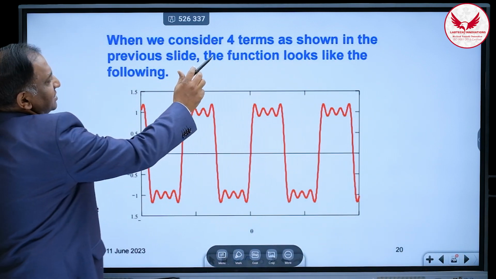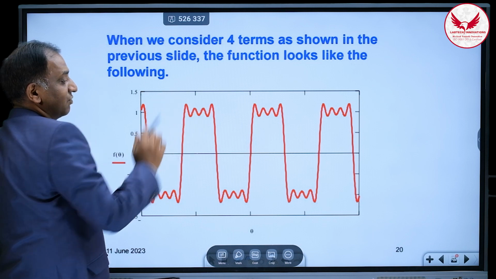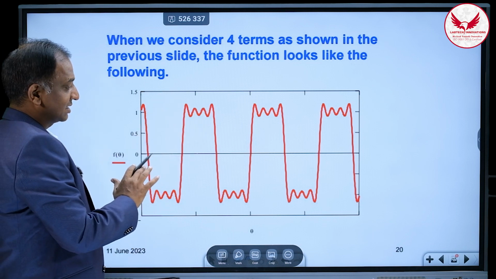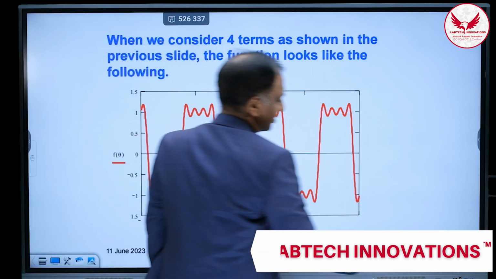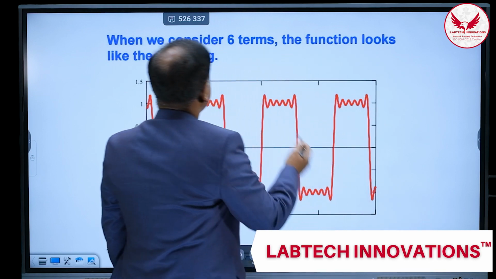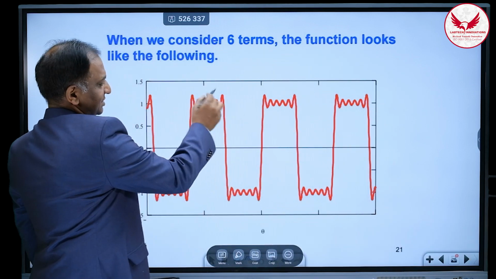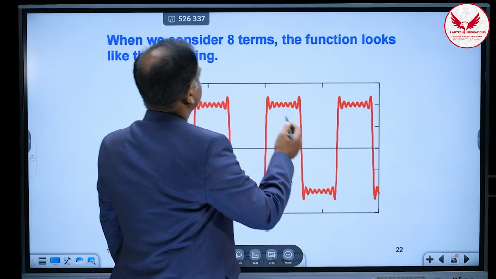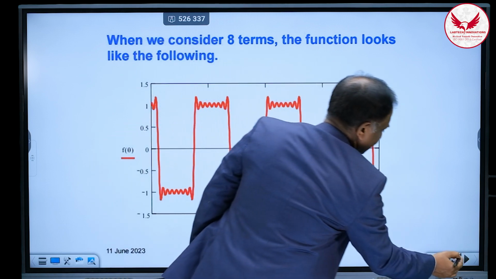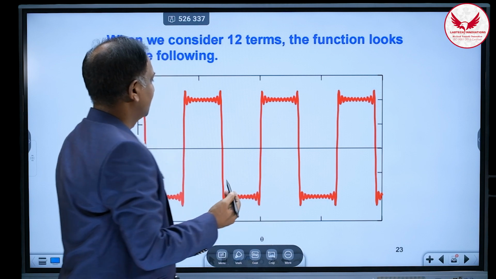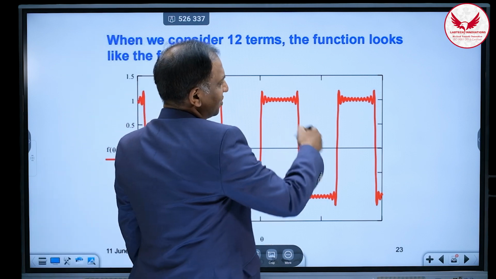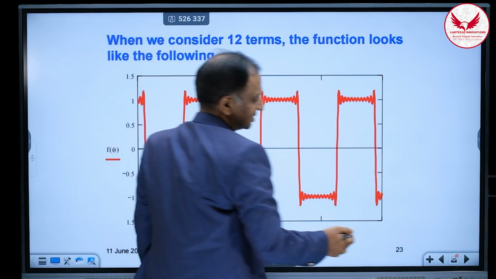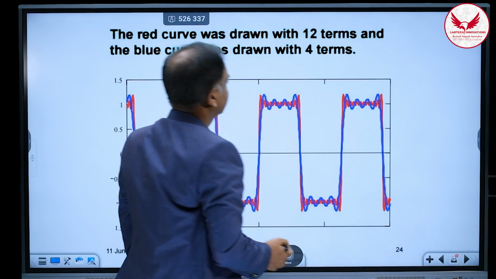when we consider 4 terms, you will find 4 peaks. The signal is not exactly as it is. When you consider 6 terms, there will be 6 peaks. As you go on like this, with 8 terms, 8 peaks will be there. Then with 12 terms, 12 peaks will be there. As you go on to an infinite number of terms, the signal will be exactly represented as it is.